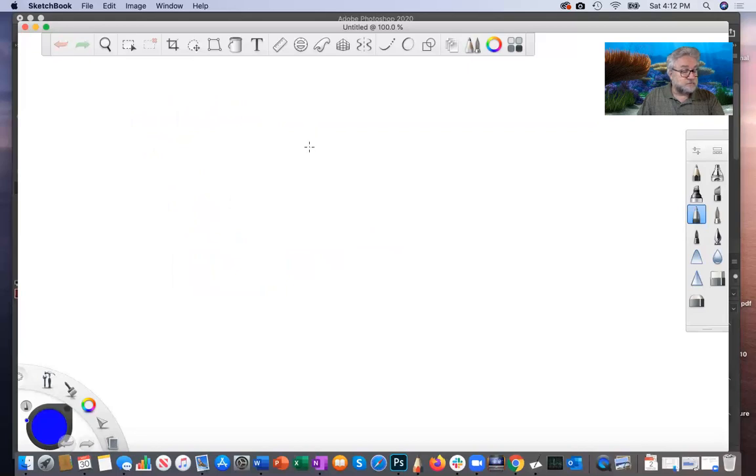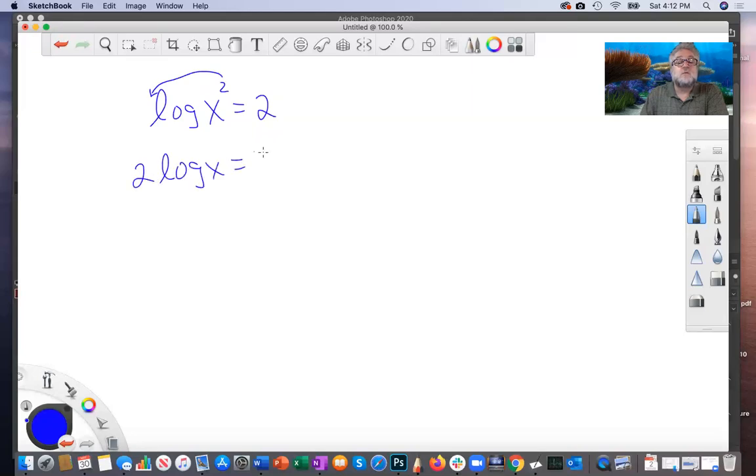Let's look at another one. Log of x squared equals 2. How are we going to do that? In fact, there's 2 ways to do this. But we're staring at this and you're thinking, I don't know how to do this. So what do we do first? We do something. And the something we're going to do is, in the first way, I'm going to move the 2 out here. 2 log x equals 2. Okay, what else can you do? I can divide by 2. Log x equals 1.